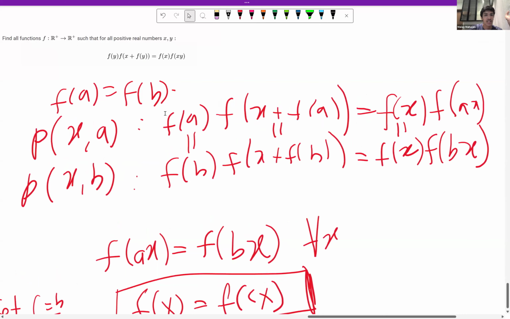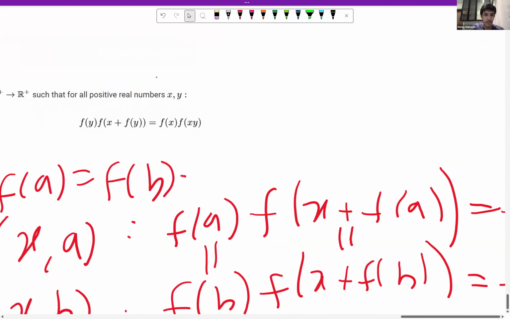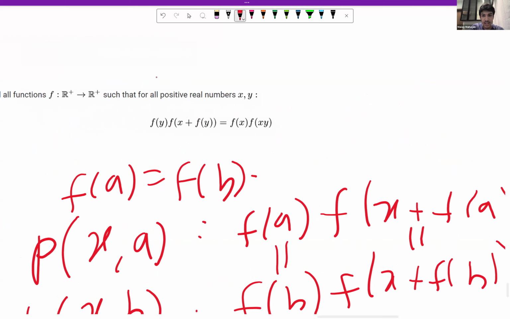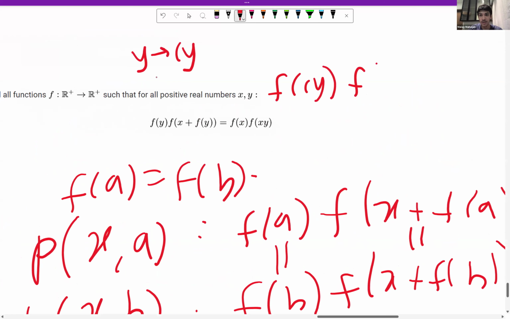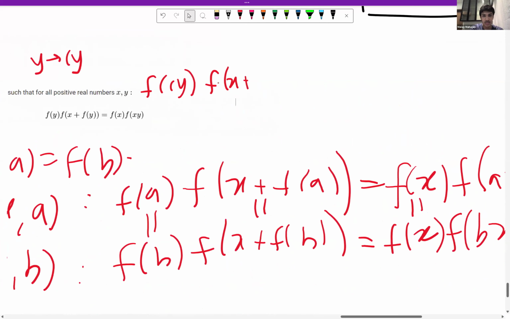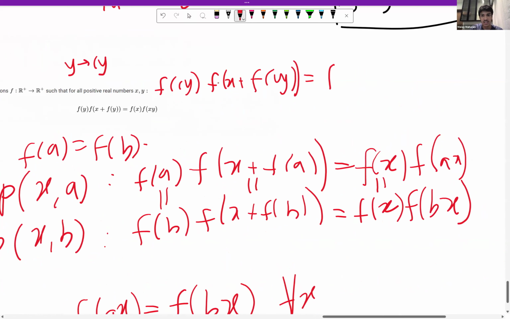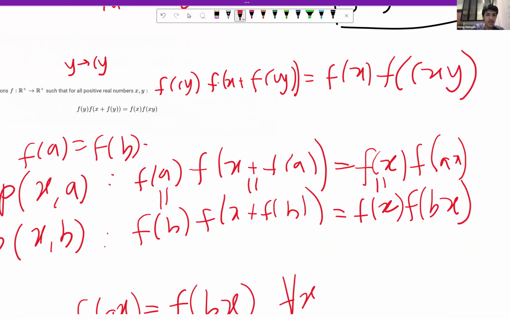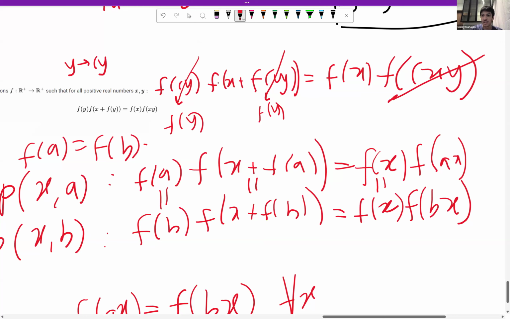For example, suppose I replace y by cy. Here I'll get f of cy times f of x plus f of cy equals fx f of cxy. Fine. But I know f of cy is same as f of y. This is same as f of y. And this is also same as f of xy. The point is, I can just cancel out a c by the last thing we got. And okay, we got the exact same equation. This gives no information. So what do we do?